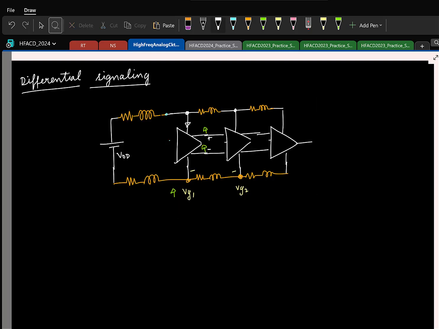The idea is simple. You have two lines running in every block. The output is defined as the potential difference between these two lines. Okay. So I'll call this some VO of t. The positive line I'll call VO plus of t. The negative I'll call VO minus of t.